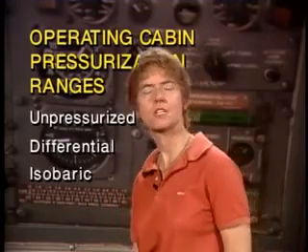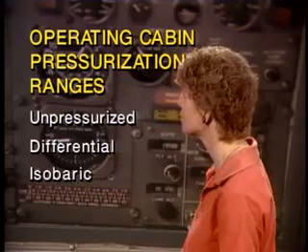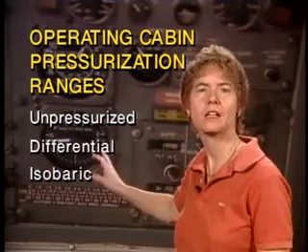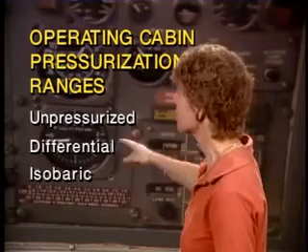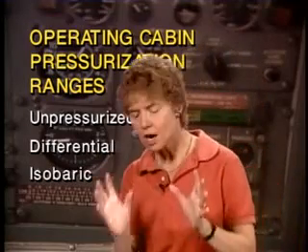The cabin pressurization system has basically three modes or ranges of operation: an unpressurized mode, a differential mode, and an isobaric mode. Unpressurized, differential, and isobaric. Unpressurized is pretty obvious. Unpressurized basically is you don't have the pressurization system working at all. Whatever air you've got in the cabin is the same as ambient, normal outside air, and that's what small general aviation aircraft have got. No pressurization at all. The isobaric range.